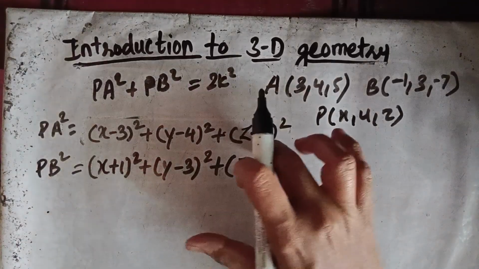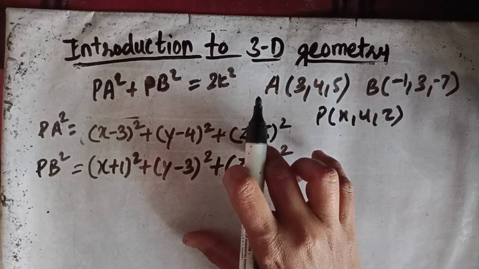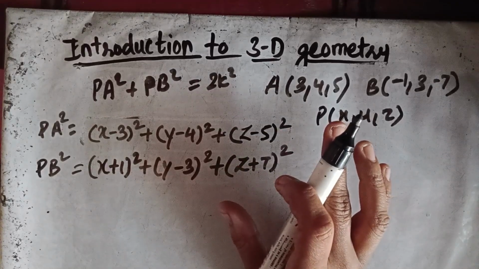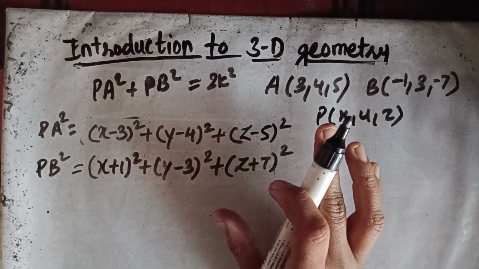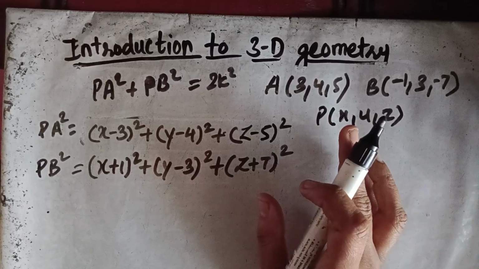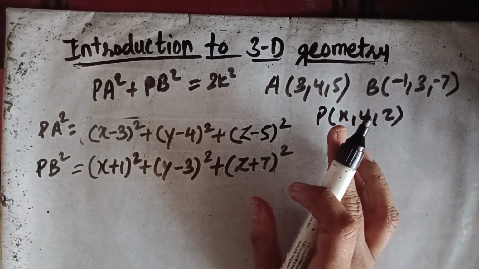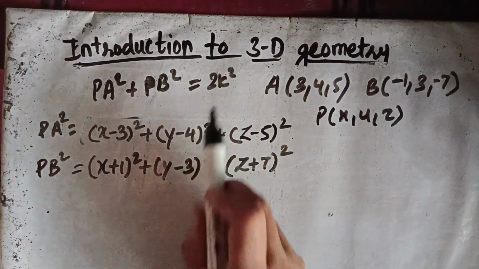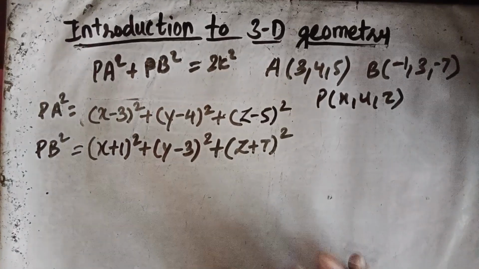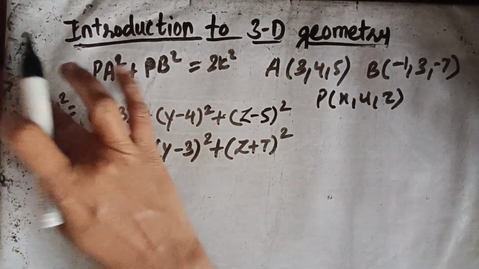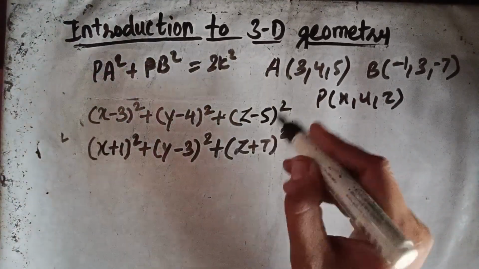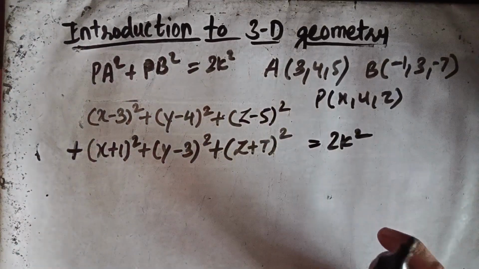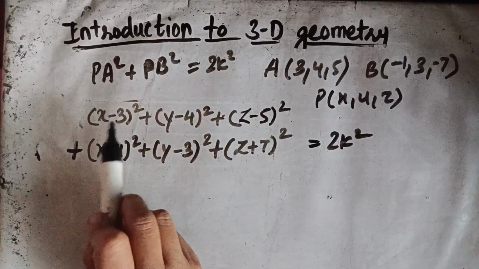These two you have to add and see whether you get 2K square. What we have to find is just the equation. So you have to equate it to 2K square. Adding these two, I'll directly write this addition equal to 2K square. Okay, so you have to solve this.